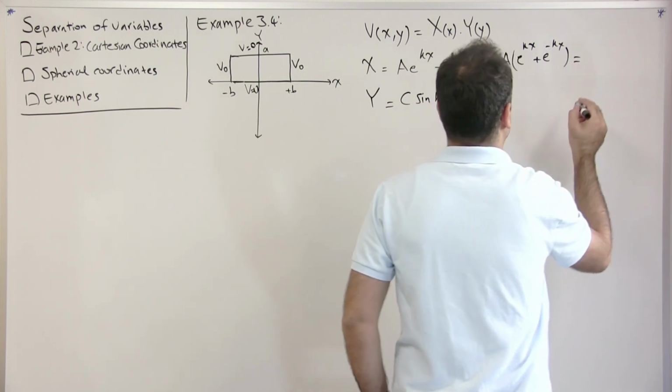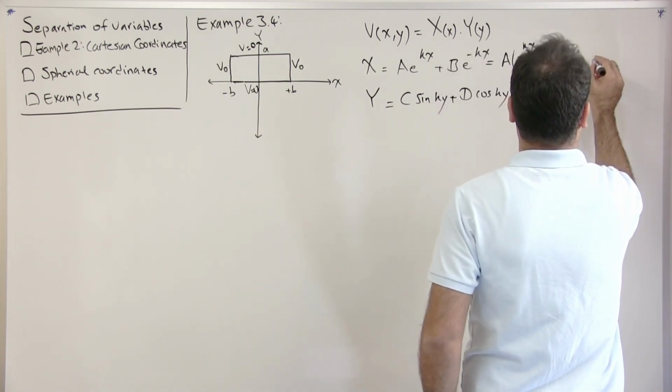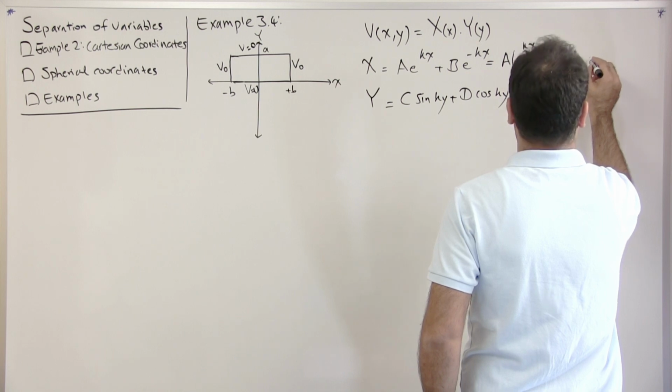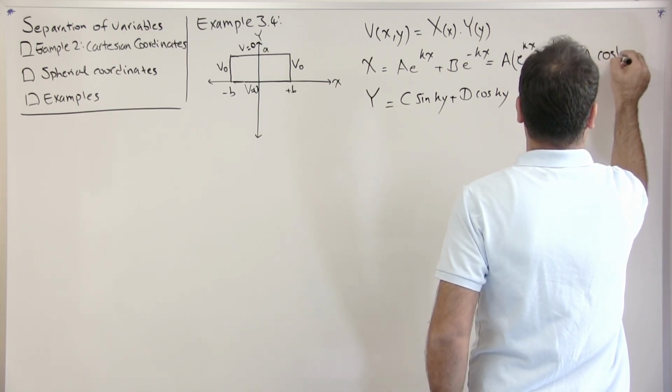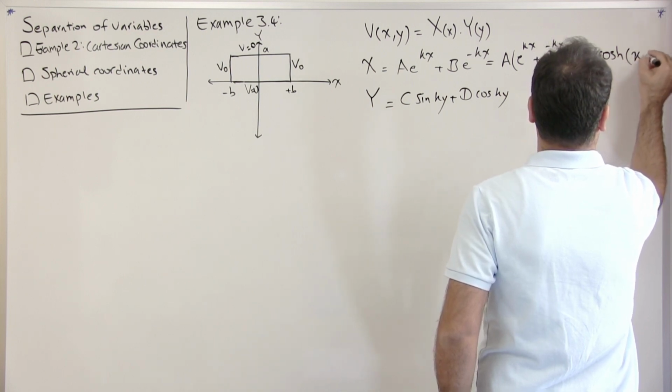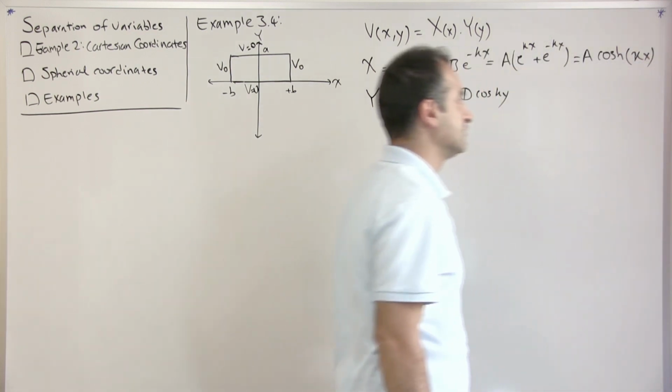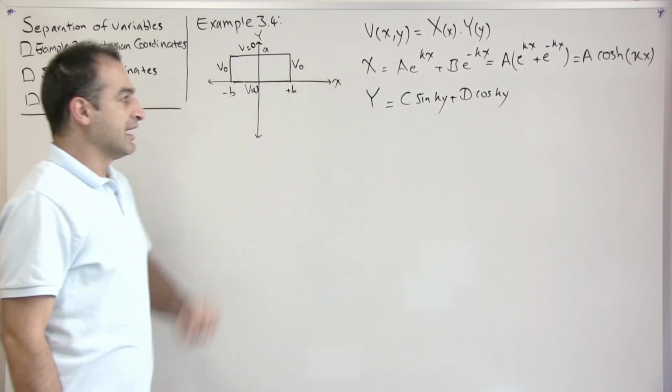And this is technically a hyperbolic cosine function. Let's write A cosh of kx. Okay, so this is the x component.